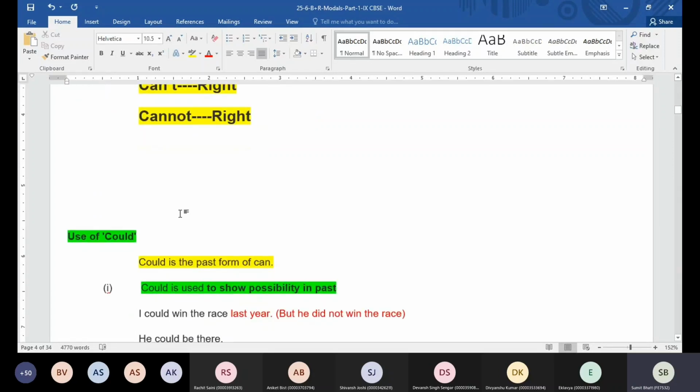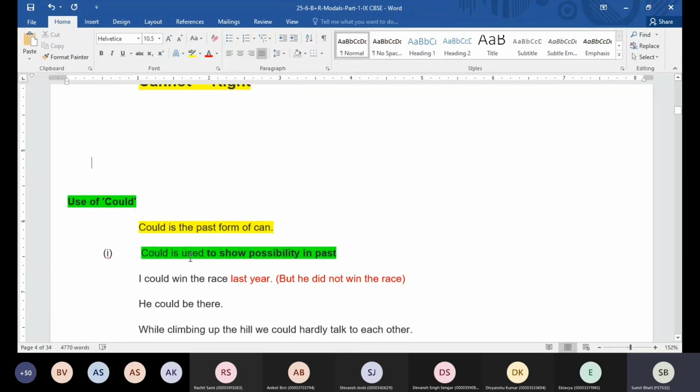Okay, now the past form of can is going to be could. Now, when I say past form of can is going to be could, that means for the past activities, we like to use could. But it's not that could is always used for the past activities only. It is also used for the present time. We'll understand when we can use it for the present time. So first use of could is to show possibility in the past. Something was possible in the past.